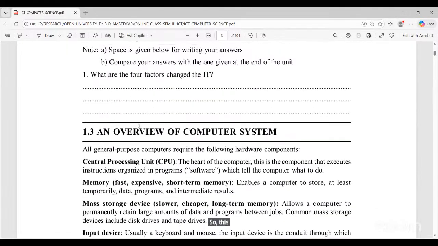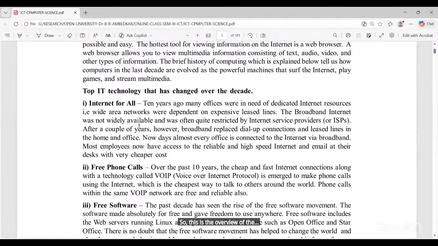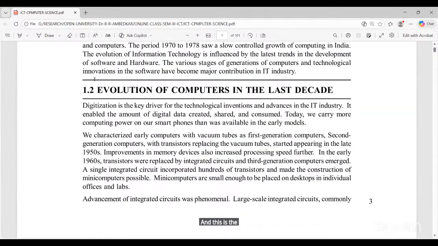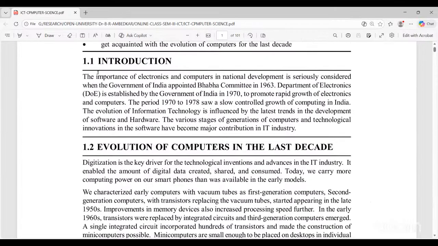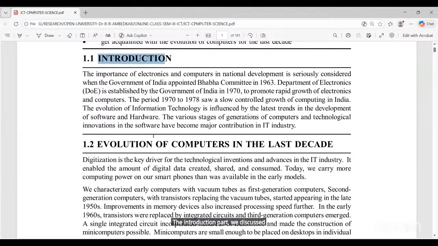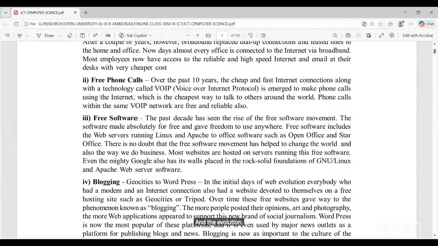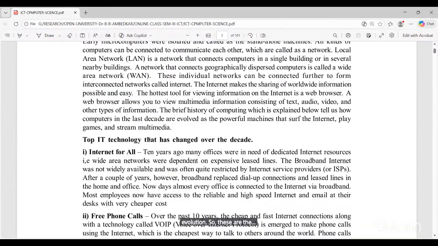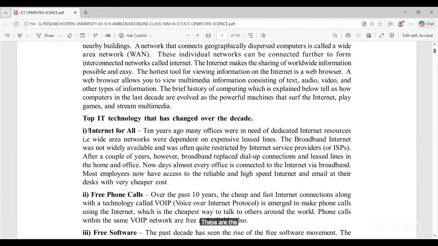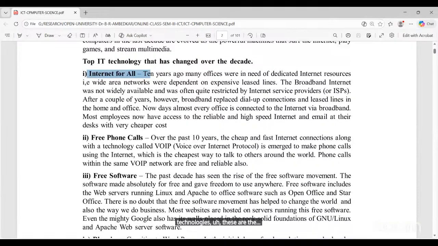So this is the overview of the evolution of computers from the last decades. In the introduction part, we discussed 2 points in the evolution. These are the technologies and concepts that changed the ICT technology very rapidly.